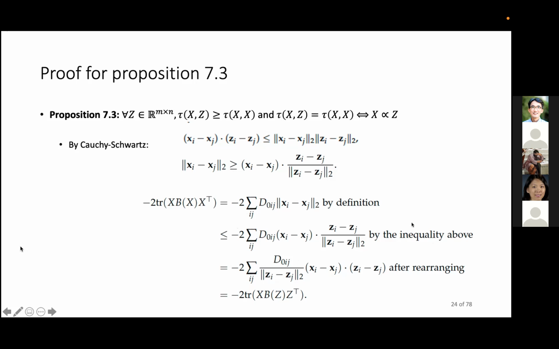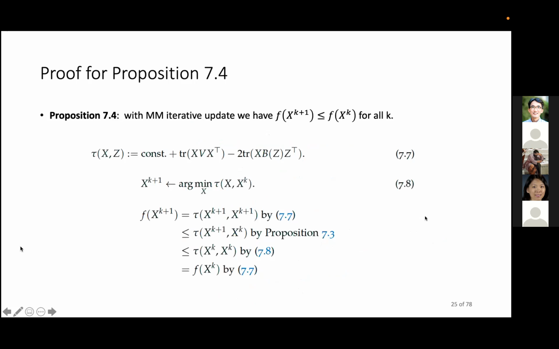Okay, so if no problem, then I go to proposition 7.4, which says that this optimization process is monotonic. And the argument is very standard for this type of iterative algorithm. The first one is basically f is tau xx, we just plug it in. And then the second one is by the proposition we just proved: for any arbitrary z that's not equal to x, it's an upper bound. So this is why it holds.